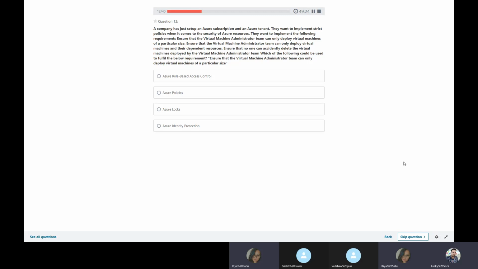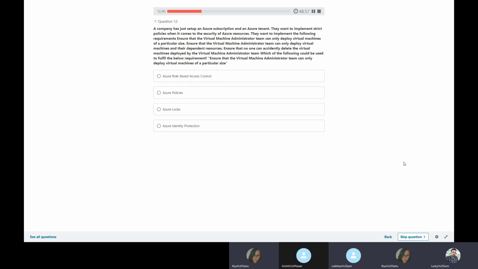They want to implement the following requirements: ensure that the virtual machine administrator team can only deploy virtual machines of a particular size. Ensure that the virtual machine administrator team can only deploy virtual machines and their dependent resources. Ensure that no one can accidentally delete the virtual machines deployed by the virtual machine administrator team. Which of the following will be used to fulfill these requirements?